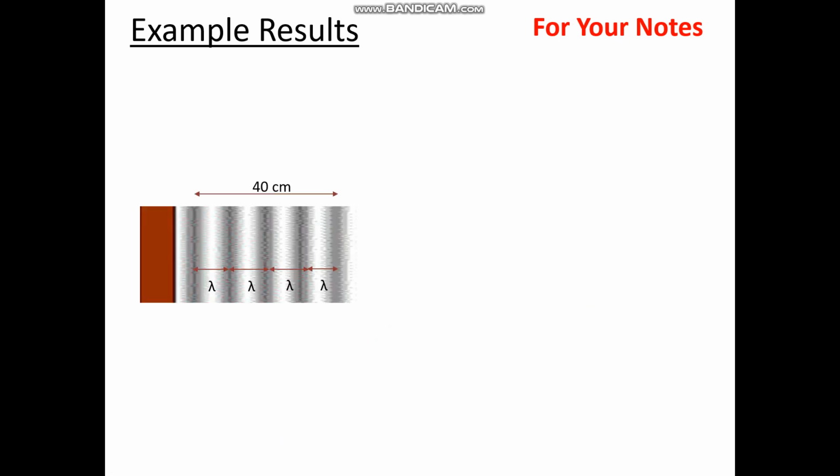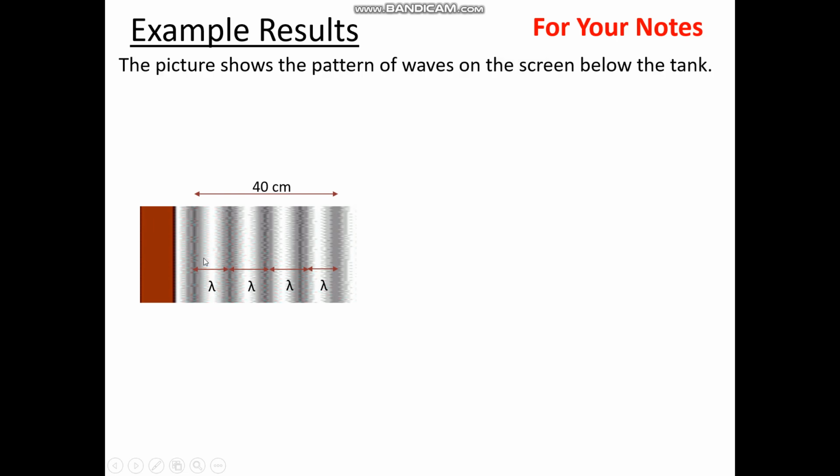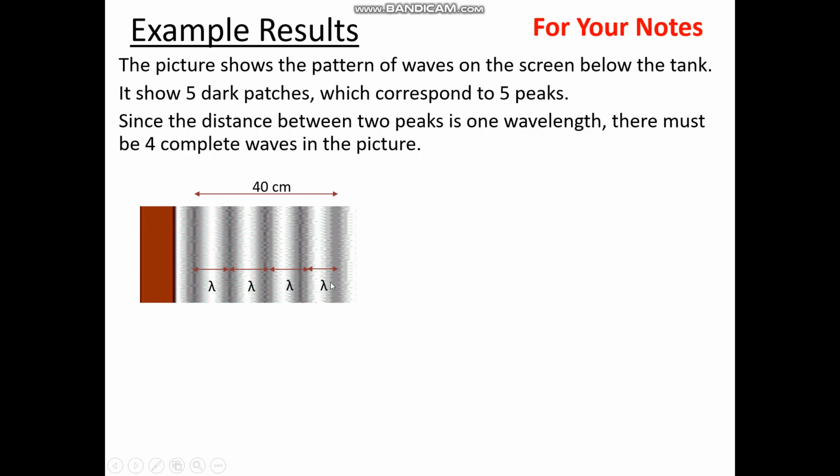Okay, so what might the results look like then? So again, this needs to be in your notes. You may see something like this on the screen below the ripple tank. So here are our dark patches, which are indicated by these lines here, and they are our peaks, and the light patches are our troughs. Now if you remember, the wavelength is the distance between two peaks. We've got 1, 2, 3, 4, 5 peaks there, so there are 1, 2, 3, 4 wavelengths.